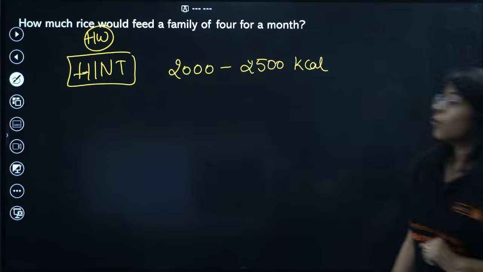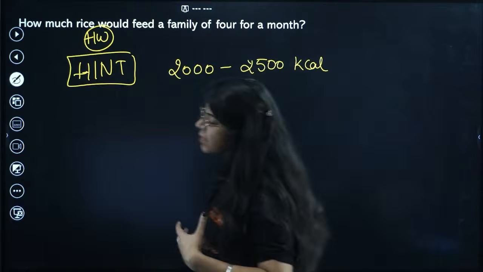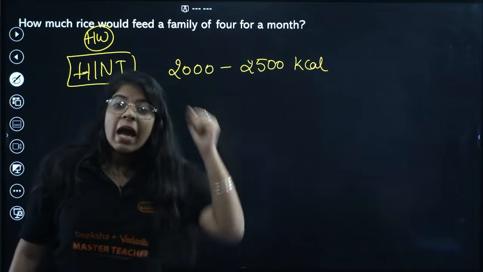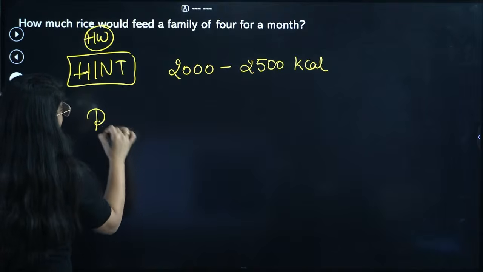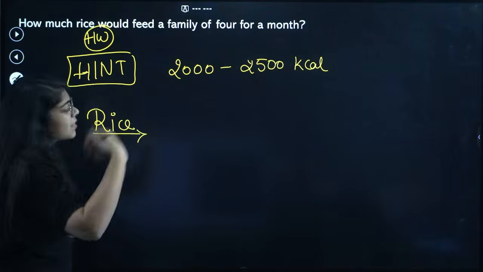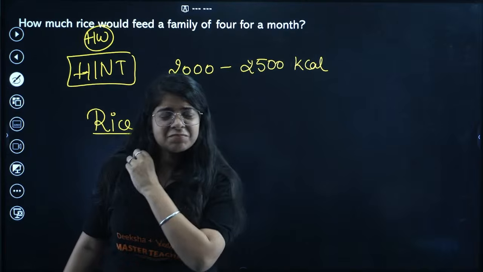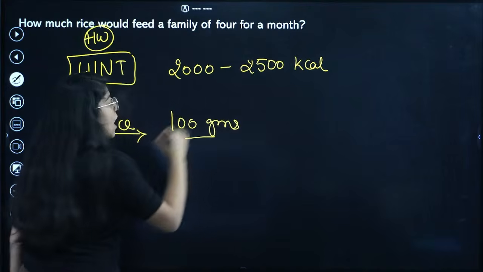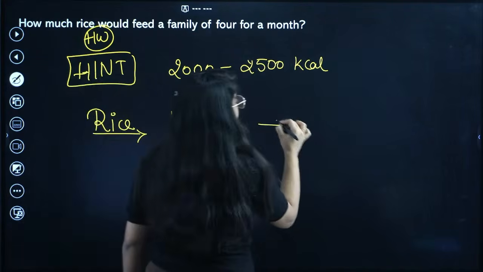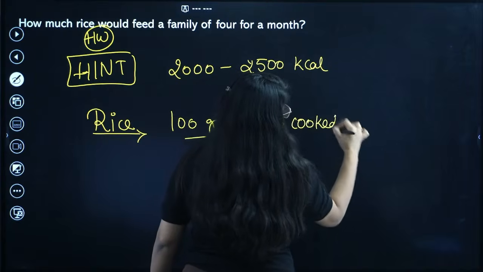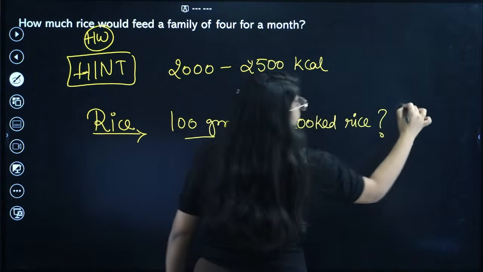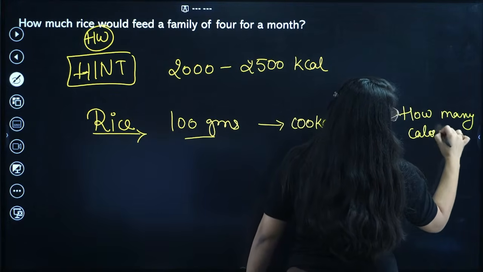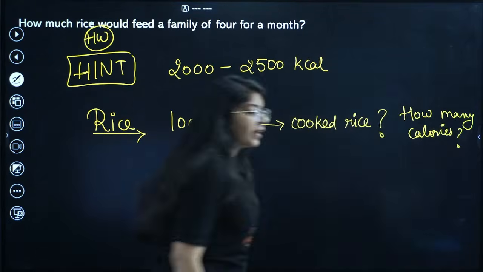Okay. Now, what is the hint? As a person we need 2000 to 2500 kilocalories in a day. And how many calories does rice have? Let's just estimate a rough guess, 100 grams of rice. How many kilocalories are there in 100 grams of cooked rice? Cooked rice. How many calories are there? You have to find it out, okay? How many calories are there in 100 grams of rice? You have to find that, right?